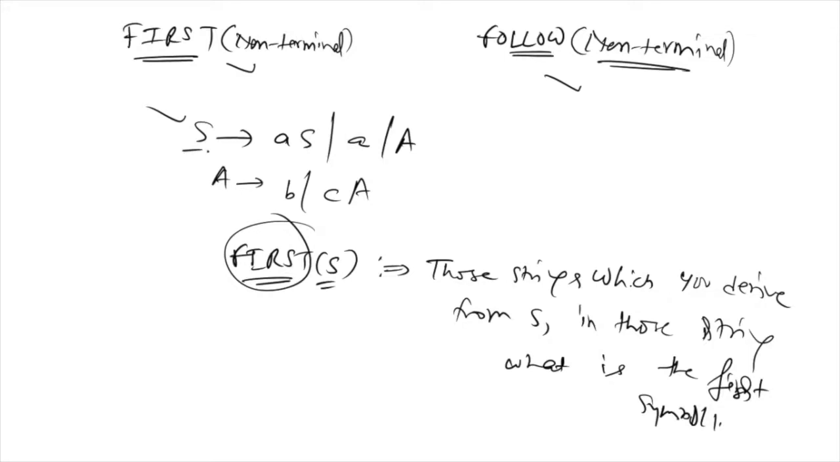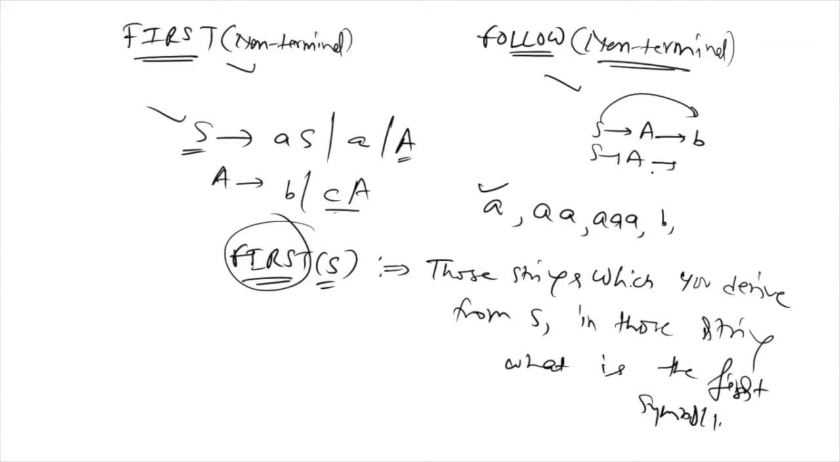For example, if you see this S, from this S you can generate A. From this S you can generate AA, and AAA. Now from this S you can go to A, and this A can go to B. So basically from S you can generate B. From S you can go to A, and from this A you can go to CA. This A can go to B, so from S we can also generate CB. These are some strings, and more strings also you can generate.